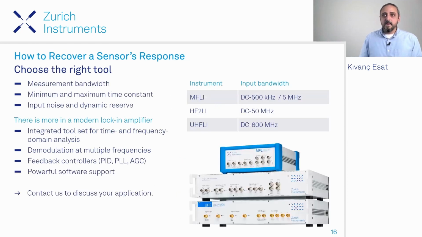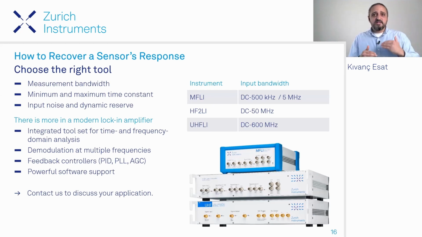But when you actually look in the market when you're searching for an instrument to recover your sensor response, it's important, of course, to choose the right tool. One parameter that you can look at, of course, is the input bandwidth, but that's not the whole story. The minimum and maximum time constant that the instrument provides, its input noise or dynamic reserve are important parameters that you can look into as well.